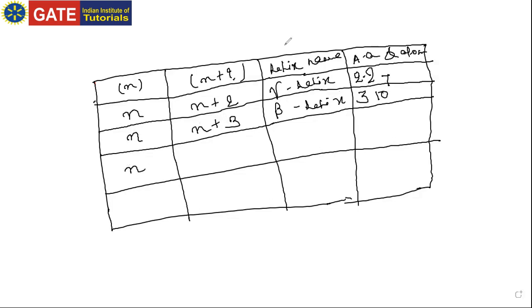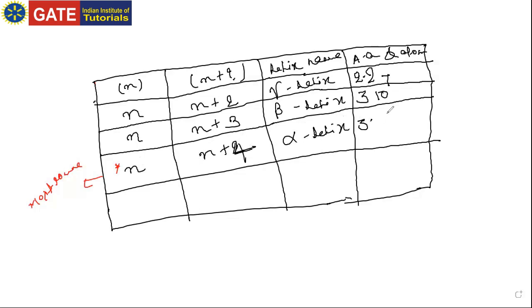This is most common actually. What I am writing now, this is the most common. In that, what will happen? N plus 4. Hydrogen bond between N number of amino acids. I'm sorry, this is N plus 4, not N plus 2, N plus 4. So this type of helix is called alpha helix.